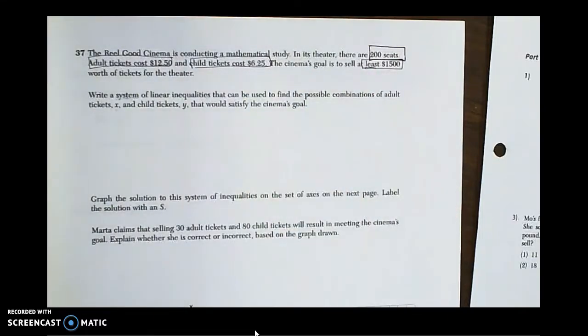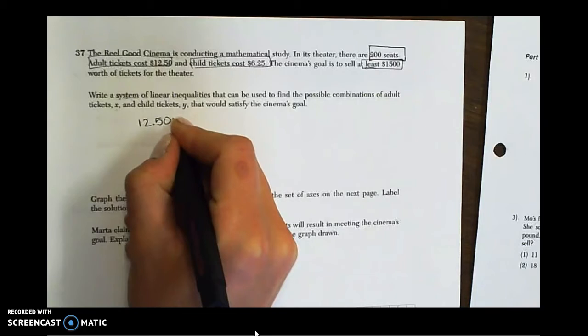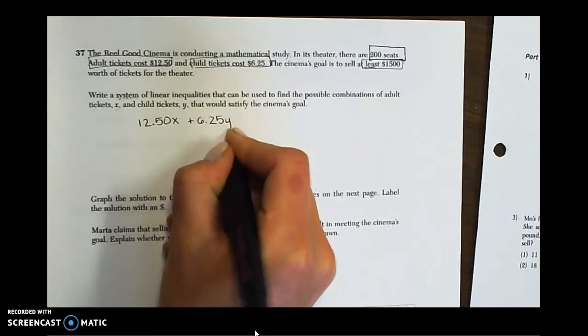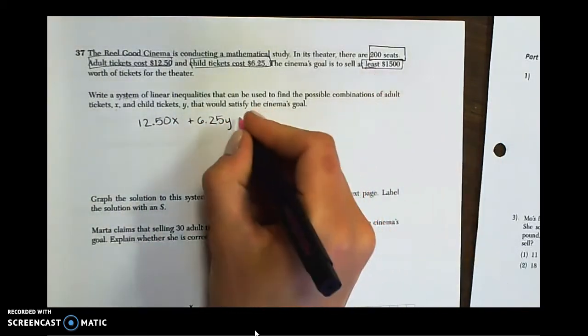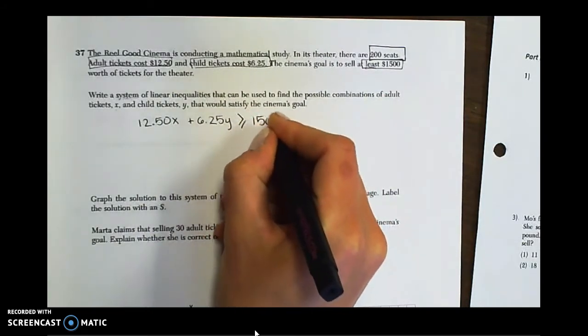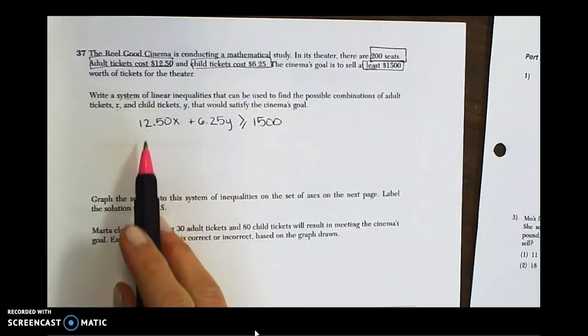So I'm going to go ahead and put all the monies together. So $12.50 x plus $6.25 y. They have to sell at least. So that means they have to sell more than or equal to $1,500.